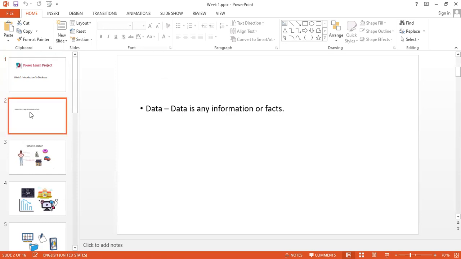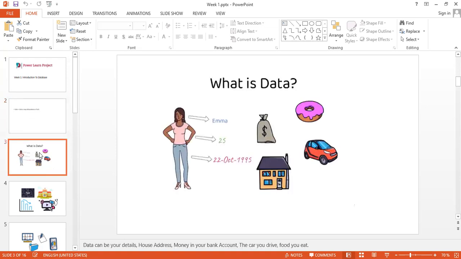You will know that we normally say data is any information or facts, or we can say data is unprocessed information, or we can say data has no meaning and it becomes useful at the time it has been processed. So data can be your name, your age, your date of birth. Again, data can be your details like your house address, money in your bank account, maybe the car that you drive, or the food that you eat.